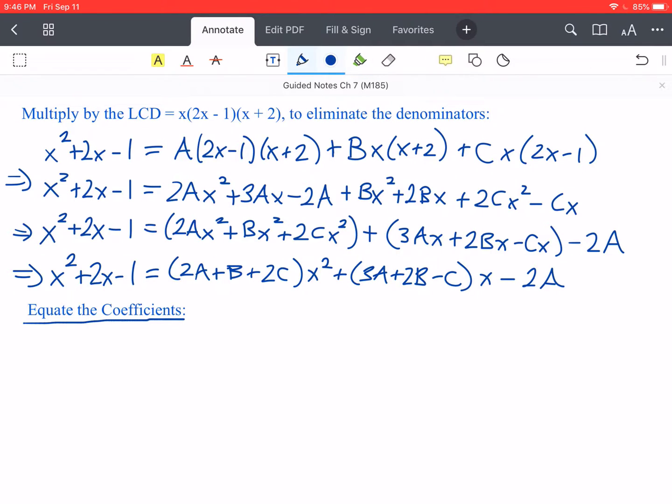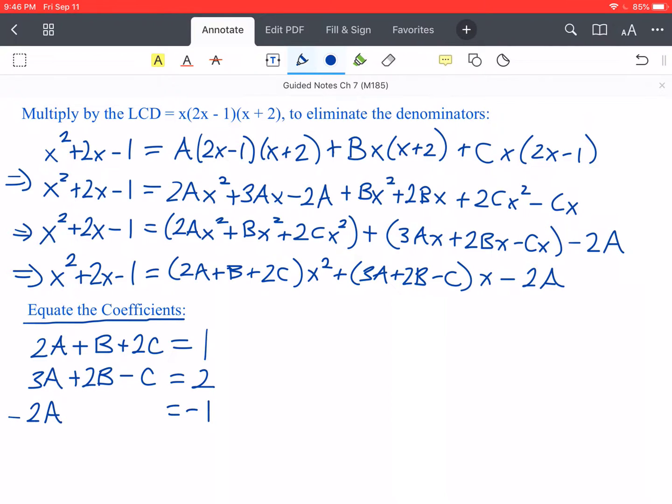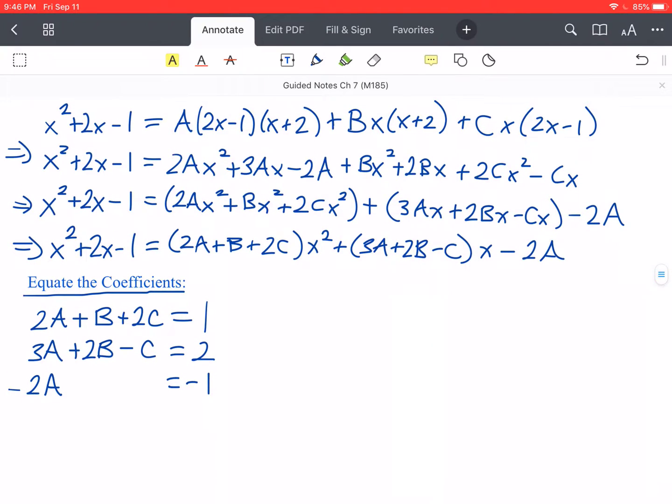And this argument gives us exactly what we need to solve for a, b, and c. So, start with the x squareds. On the right-hand side I have 2a plus b plus 2c, and that has to equal the coefficient on the left, which is 1. Then I have 3a plus 2b minus c must equal 2, because that's the coefficient on the x. And then I have negative 2a must equal -1. Then we solve this system of equations.